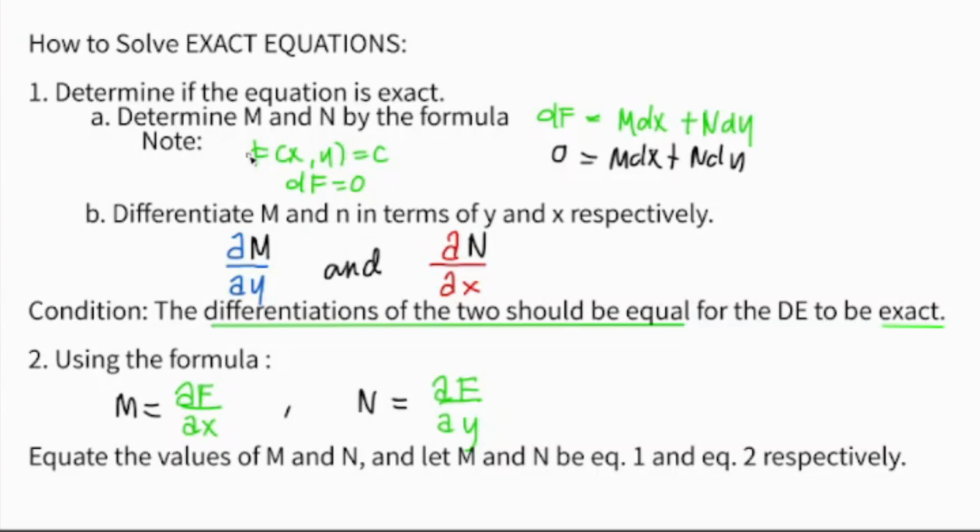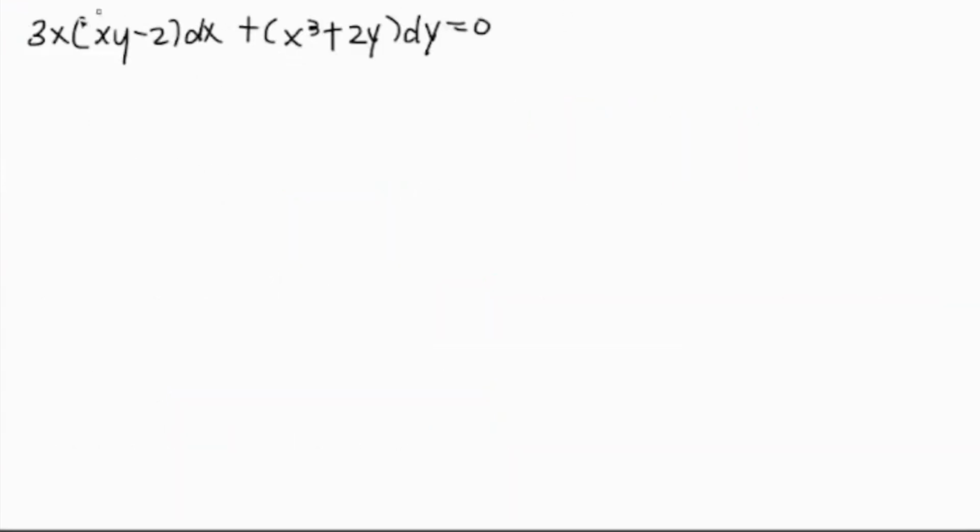Hindi ko na ito babasahin isa-isa sa inyo, and let's just solve a problem para mas mag-intindihan natin to step by step. So, ang problem natin is 3x times the quantity xy minus 2 dx plus the quantity x cubed plus 2y dy is equal to 0. So, yan. Step 1 natin, sulat natin, this is step 1.